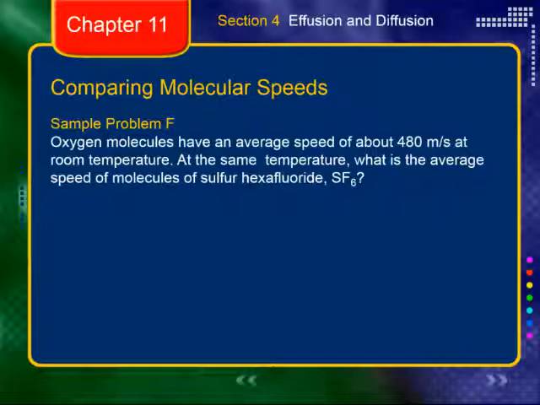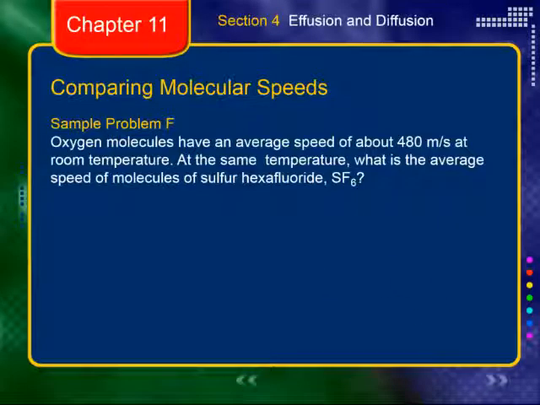So let's take a look at the sample problem. Again, I want you guys to try to plug and chug into the equation we just showed you, Robot Lady just shared with you. So let's see what we can do here. Oxygen molecules have an average speed of 480 meters per second at room temperature. At the same temperature, what is the average speed of molecules of sulfur hexafluoride, which is SF6?